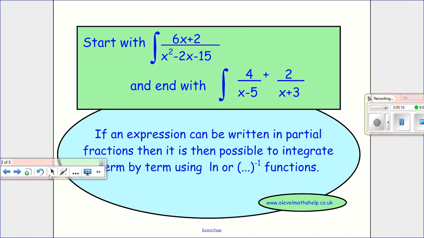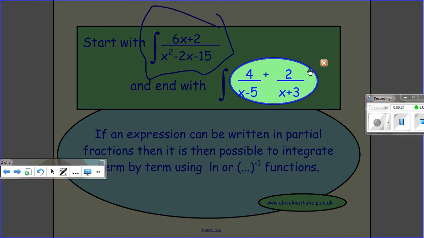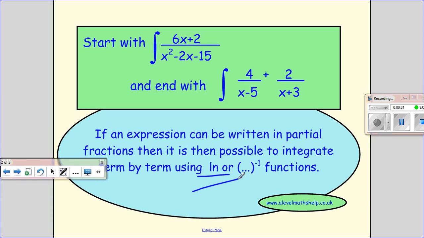Okay, so what we're trying to do, we get given something like this to integrate. Looks pretty hideous, but what we can do is separate it out into its partial fractions, and then we actually have terms that we can integrate individually. You often integrate with this sort of thing using ln.